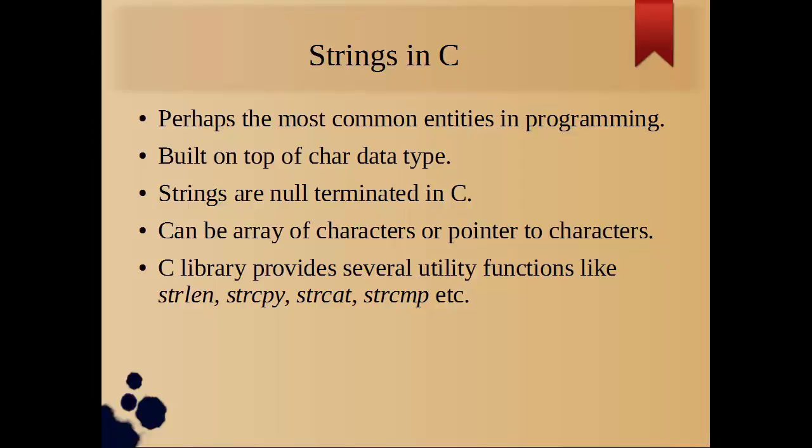C strings are built on top of the char data type, which is our primitive data type. C strings are null terminated, which means that to mark the end of a string, C uses the null character, which is \0, or its ASCII value is 0. It has pros and cons. The advantage is that it gives you efficiency. It is fast to do that, and storage wise, it is better.